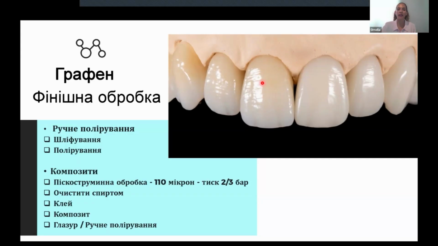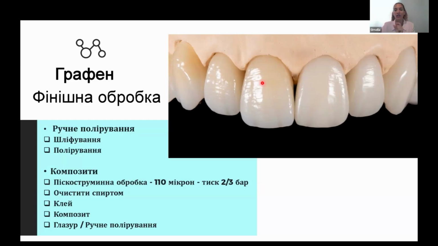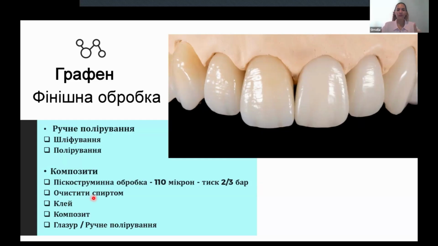Obviously, this is going to depend on the case, on the patient, if it's an antagonist, if it's a tooth that is near a natural tooth. So it's going to depend on a lot of things. If I'm going to put composite or staining, it's important that the graphene structure be sandblasted with aluminum oxide. Also, I need to clean with alcohol. Then I'm going to start putting my staining or my composite. It's also important to place the adhesive, and then the glaze.